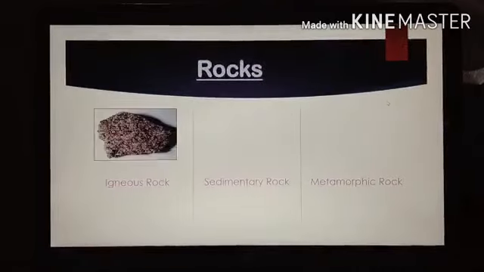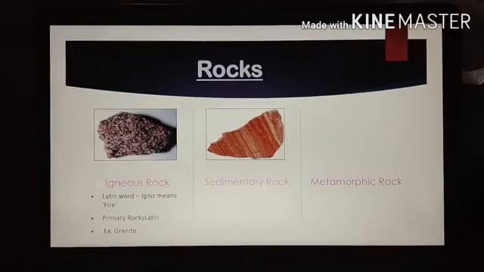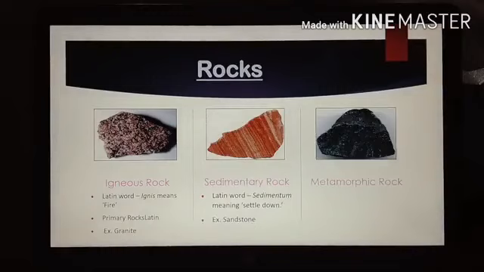Now let's study rocks. There are three different kinds of rock. First is igneous rock, second is sedimentary rock, and the third is metamorphic rock.